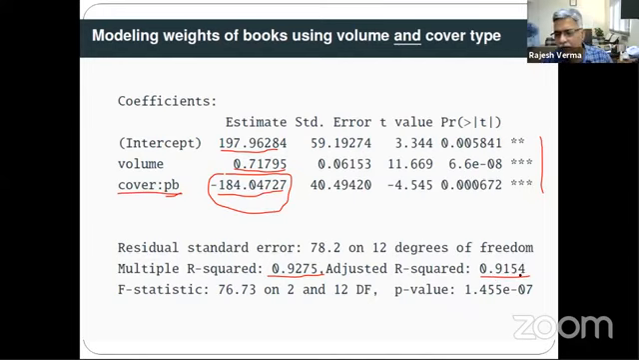This is a very important concept while performing multiple linear regression. If you add one variable, like here we added the cover type, and then add another variable, if the adjusted R squared value increases, then we say that the variable that we added was worth it. Otherwise, if this adjusted R squared decreases, then we say that there is no significance of adding the second variable.